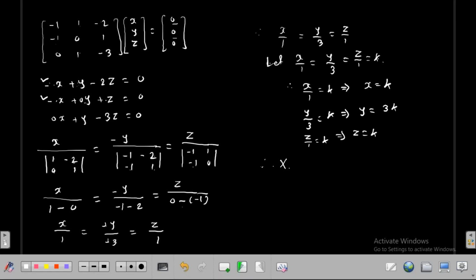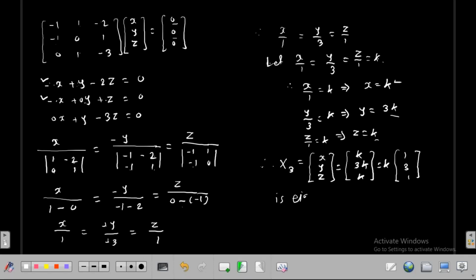So therefore the third vector x3 we can write as x, y, z. We know x is k, y is 3k, and z is k. Taking k common, we get 1, 3, 1, which is the eigenvector corresponding to lambda equal to 2. So these are three eigenvectors, x1, x2, x3, corresponding to the given eigenvalues for the given matrix. Thank you.